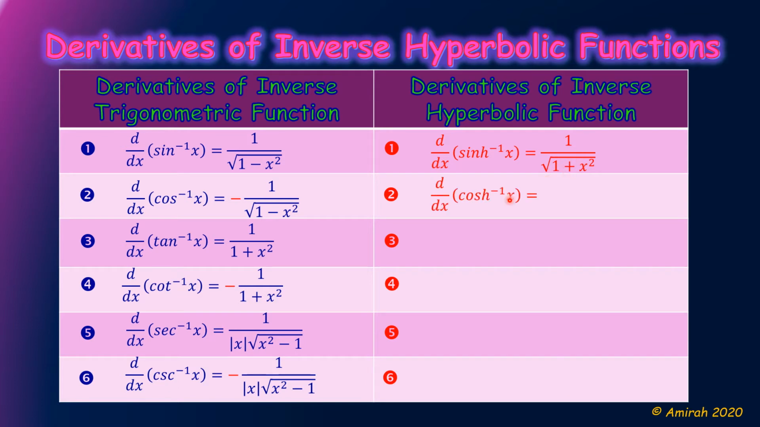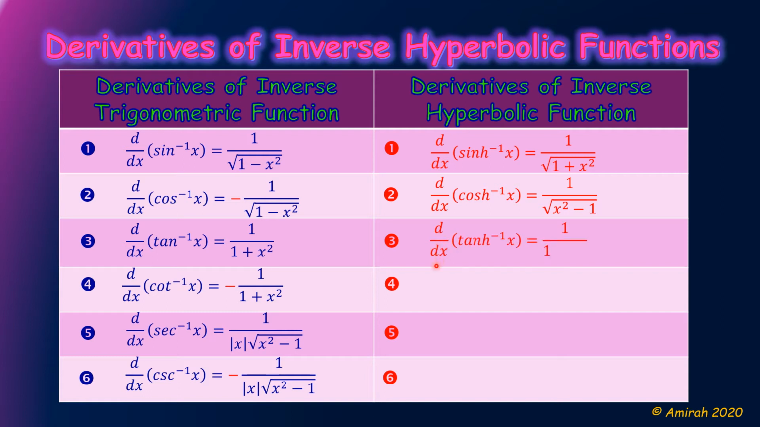And then the second one, the derivative of inverse cosh x. It equals 1 over the square root of x squared minus 1. It is quite similar to the derivative of inverse sine x, but for the derivative of inverse cosh, x squared comes first. For the derivative of inverse sine x, 1 comes first.